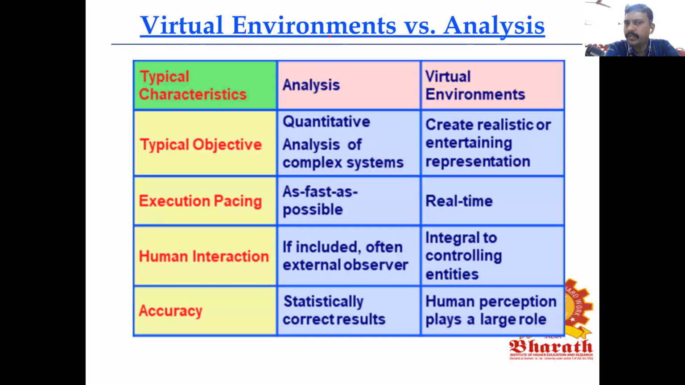What are the virtual environment things to be there? The x-axis is analysis and the y-axis is the typical characteristics. The x-axis is analysis and virtual environment. The typical objectives are quantitative analysis of complex systems, and the virtual environment creates recent entertainment in the representation, and execution pacing as fast as possible. This is for real time, and human interaction is included, often extended observation, and the virtual environment is integrated to control the entities, and accuracy, that is, statistically correct results. The human perspective display has a large role. These are virtual environments. In real time we can statistically analyze the correct results.